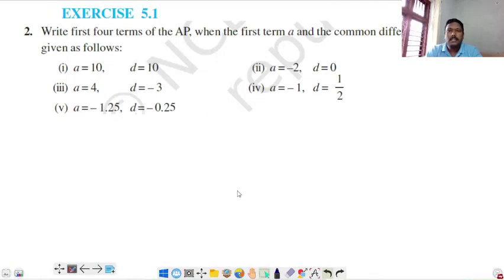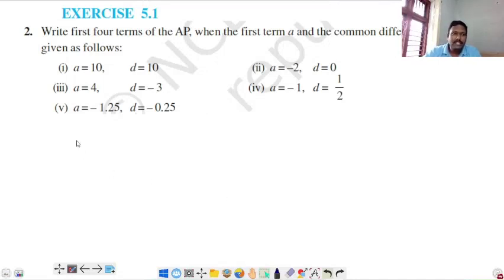In the last class, I had explained exercise 5.1 question number 1. Now, I'm going to discuss question number 2 of exercise 5.1 of the chapter Arithmetic Progression. See the question. Question number 2: Write the first four terms of the AP when the first term A and the common difference D are given as follows. First question, A is equal to 10 and the common difference D is equal to 10.